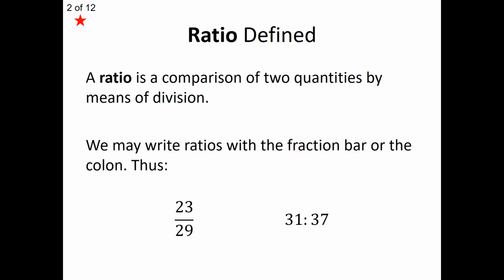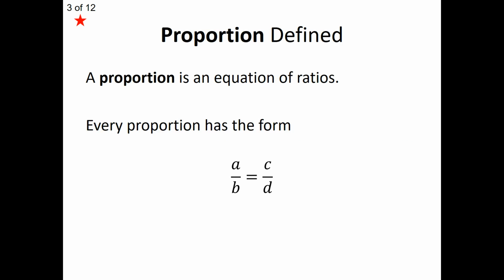However, we can write it in another form. We can use the colon to separate our two quantities. So 31 colon 37 is another way that we can actually write out ratios. Now, ratios lead us into proportions because a proportion is an equation of ratios. Essentially, you bring two ratios together and set them equal. We have A over B, C over D as two individual ratios. Put an equal sign between them. You've got yourself something called a proportion.